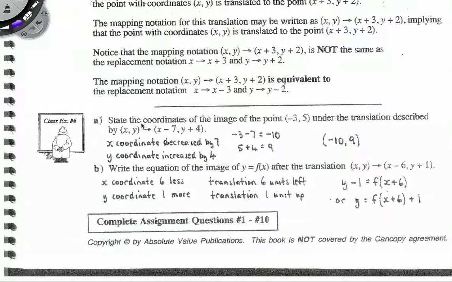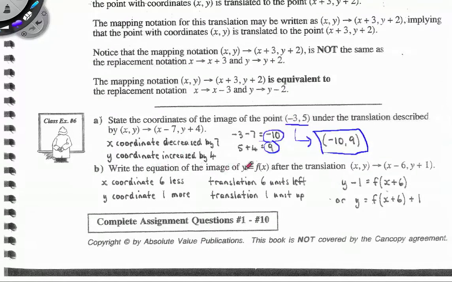Okay, last example says here, state the coordinates of the image of this point under the translation described by (x, y) goes to (x minus 7, y plus 4). So we're taking away 7 from the x value, so that should go to negative 10. So it's negative 3 minus the 7 is negative 10. So we have y plus 4, so that's 5 plus 4. 5 plus 4 is 9. So here's our new coordinate. Our original point here has gone to this new point here.